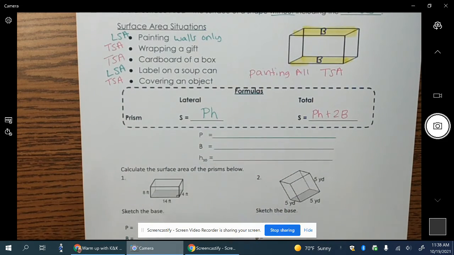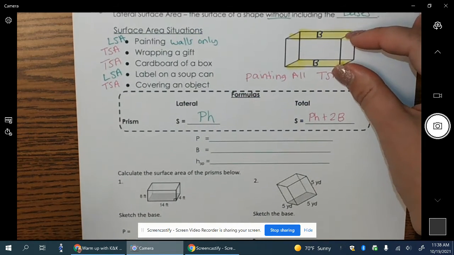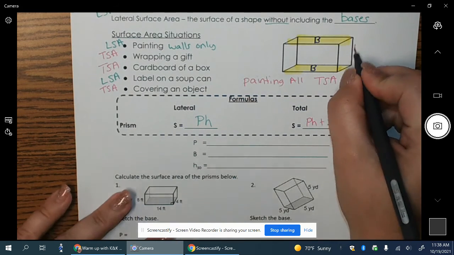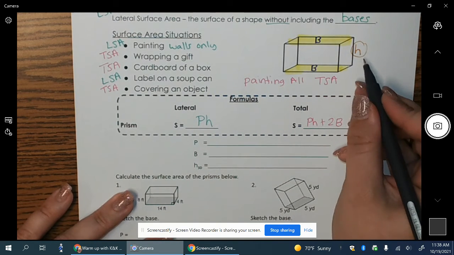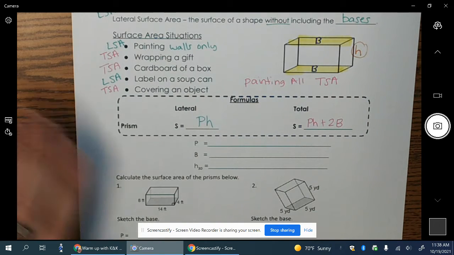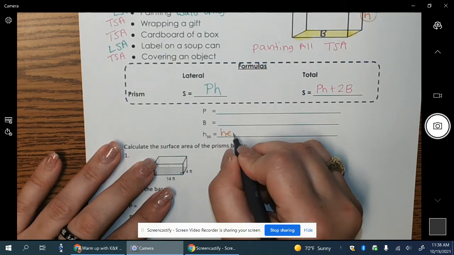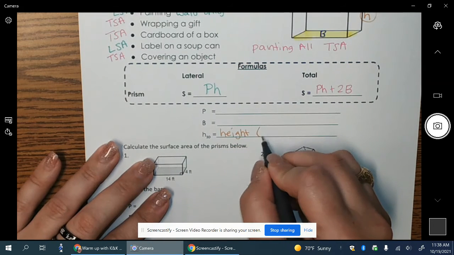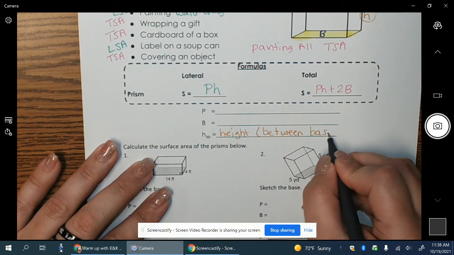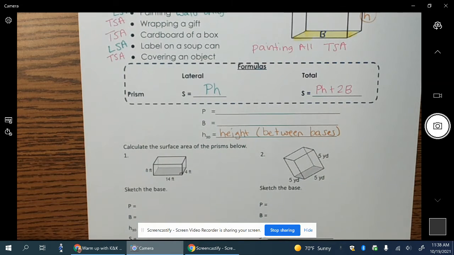Now, the other thing that they both have is an H. H is your height. Once you have shaded the bases, every single time I want you to label your height next, and then circle it. Your height is between your bases. So as soon as you shade your bases, circle that height, because you might get confused later. Shade the bases, circle the height.